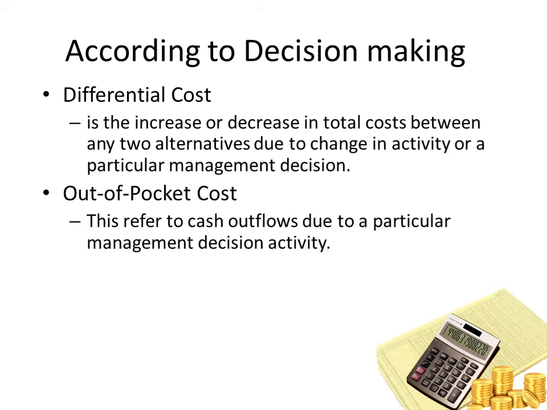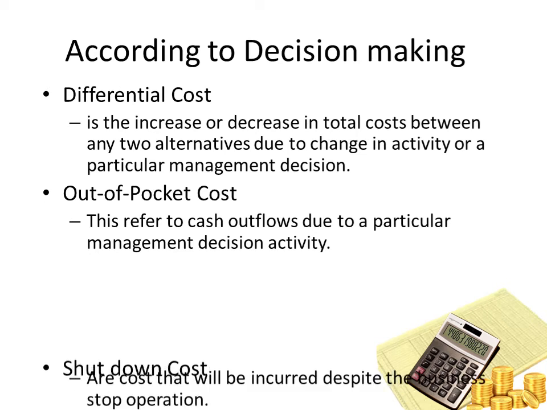Okay. Next, we also have the out-of-pocket cost. This refers to cash outlay due to a particular management decision. So out-of-pocket costs nowadays are costs that we already need to incur because you choose this particular alternative. Like for example, the internet cost, we had to pay it outright, especially if you are on prepaid.